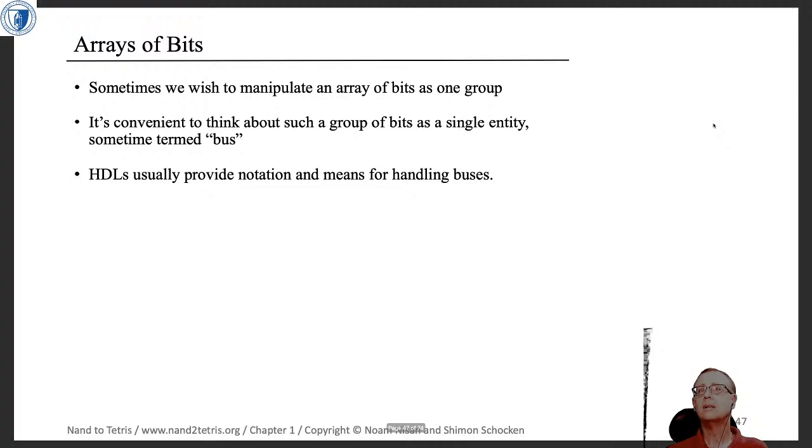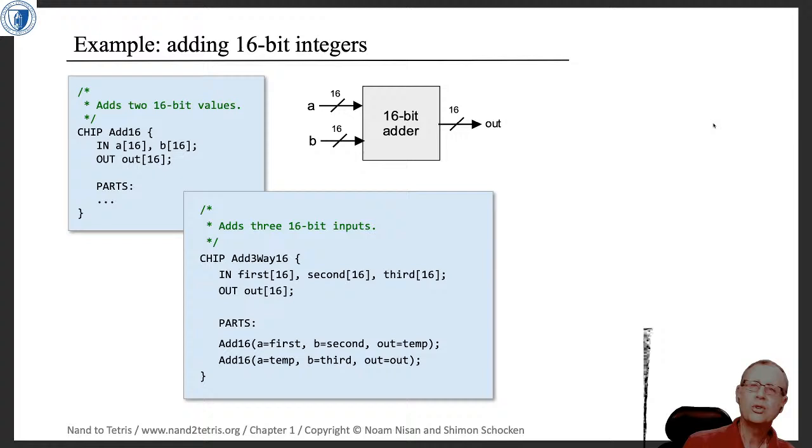One of the things that we often want to do in devices, particularly CPUs, is we don't want to just deal with one bit of information, we want to deal with buses. And that's what this example is, right? It's a 16-bit adder. We want to add two 16-bit numbers together and get a 16-bit, probably plus one carry bit, result output.